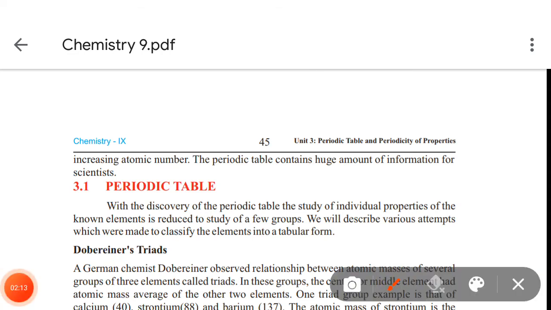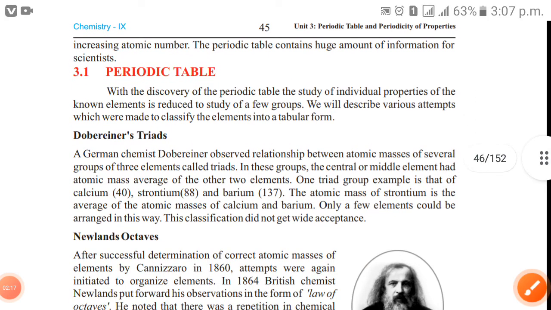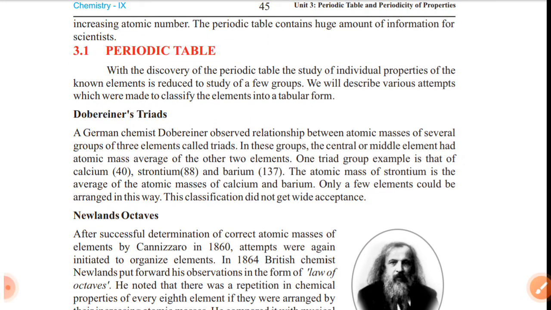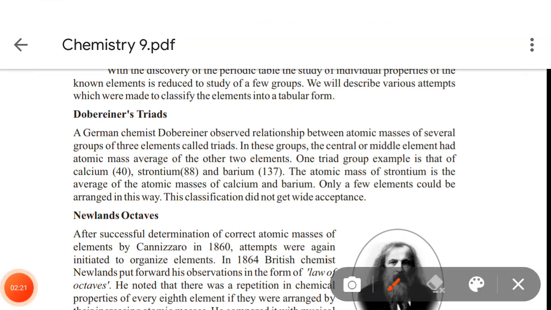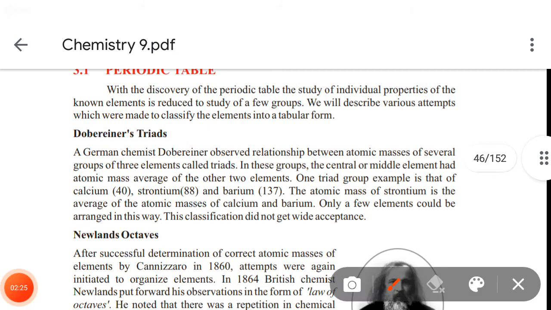The periodic table contains huge amount of information for the scientist. With the discovery of periodic table, the study of individual properties of the known elements is reduced to a study of few groups. We will describe various attempts which were made to classify the elements into a tabular form.